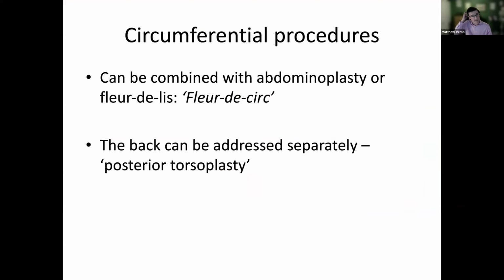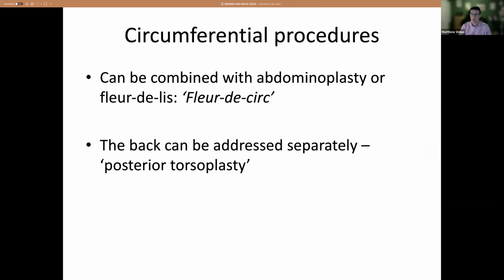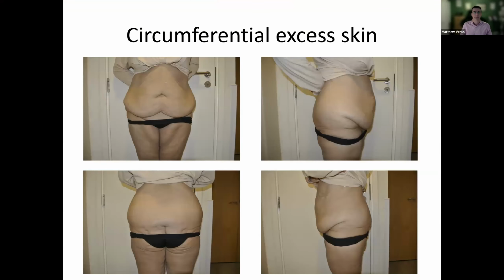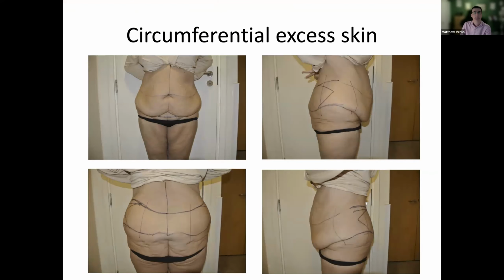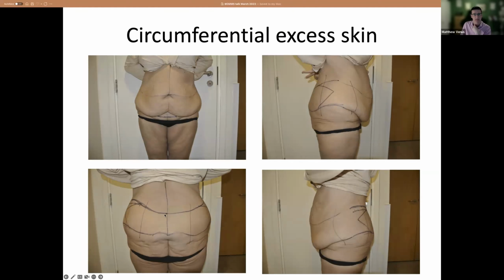So circumferential procedures, sometimes you have patients who've had their abdomen treated elsewhere and come just to have the back, so we call that a posterior torsoplasty, but it can be safely combined with an anterior or a fleur de lis procedure. So this lady's got excess circumferential skin, as you can see, and these are the markings. You take a pinch at the back, always get a little bit more out laterally than you do medially, and I sort of make these little markings.